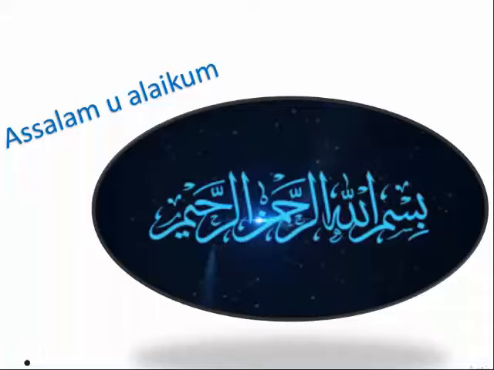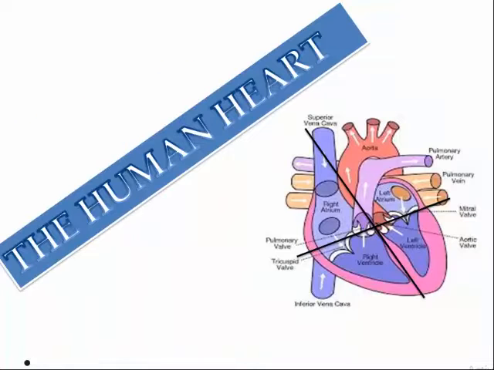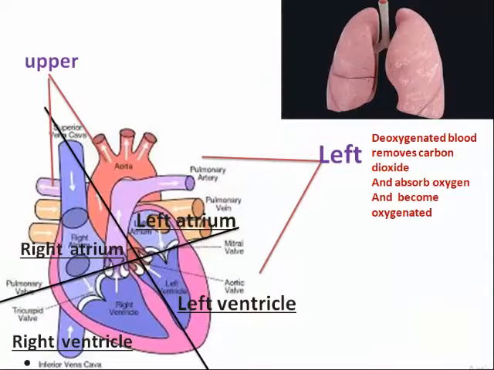Bismillahirrahmanirrahim. Rabbi zidni ilma. Dear students, as you know, we start the chapter Human Heart, and in this chapter we explore many interesting things about the human heart, and we read about the structure, location and function of the human heart. So first we recall all this and then we move next.